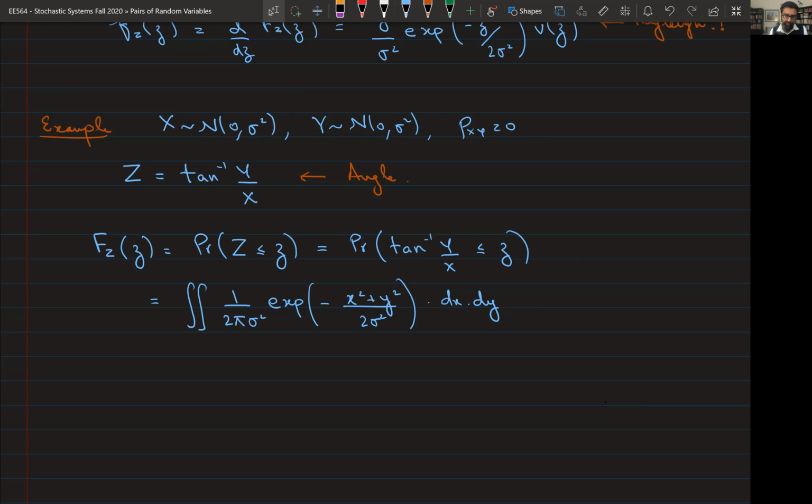Okay. Now, what should I integrate this over? Abdullah, what region should I integrate this over? What should it be here? I mean, this orange blob that you see. Just a minute.